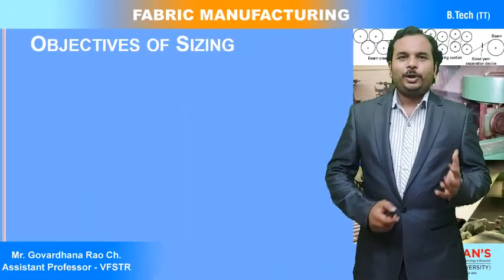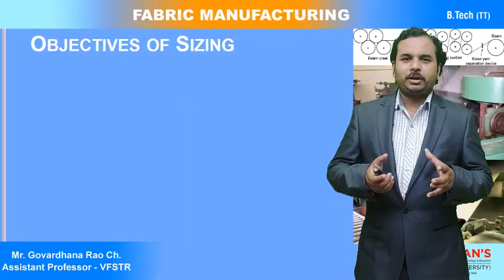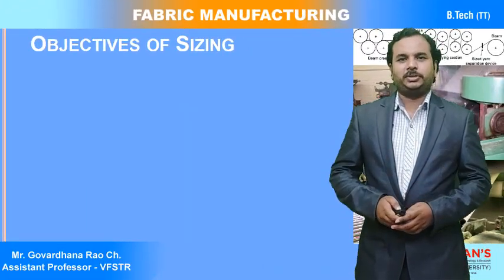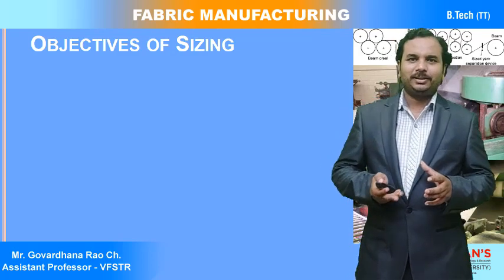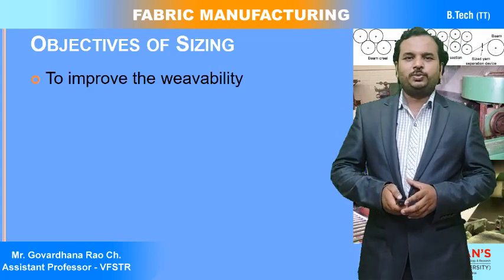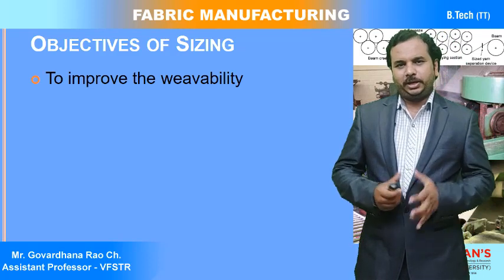Now you can see here the major objectives of the sizing machine, or sizing objectives. So the first one: to improve the weavability.